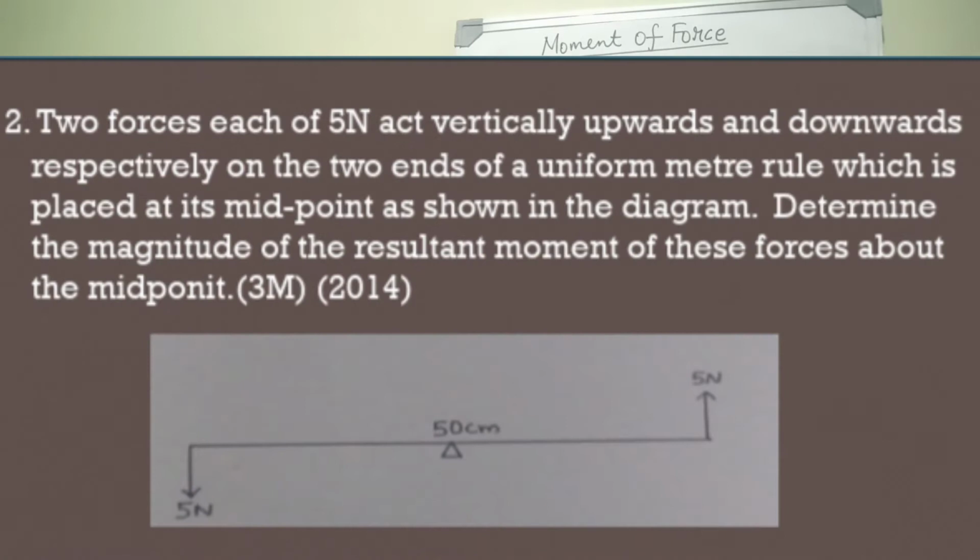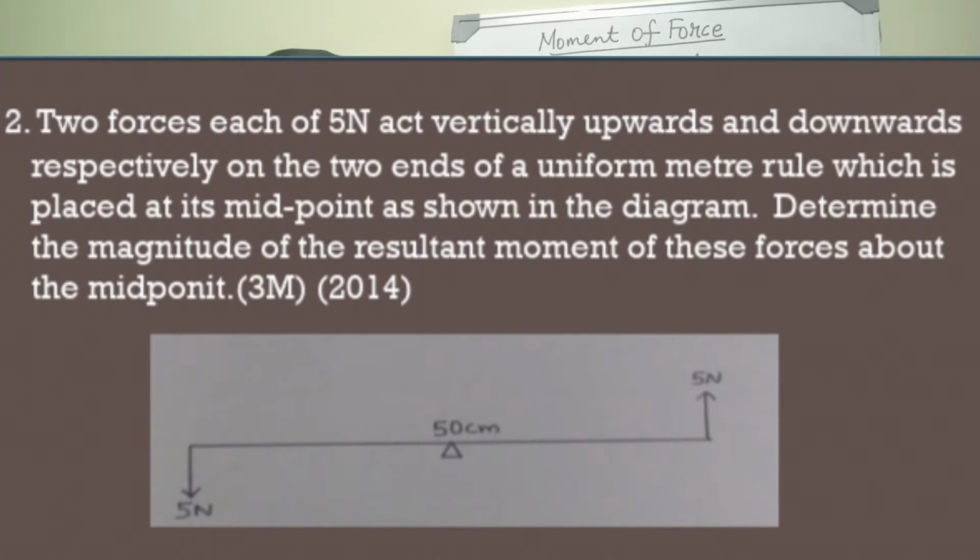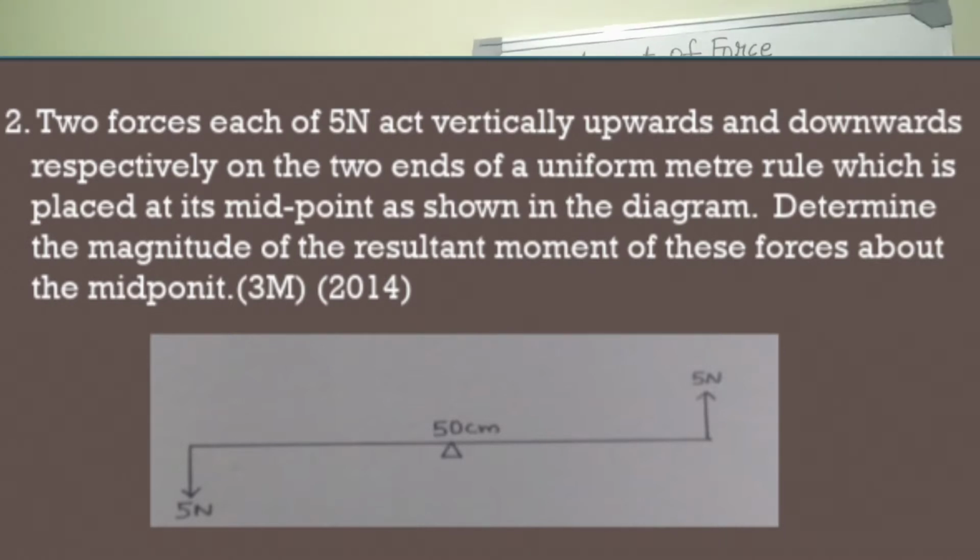Now our second question is: two forces each of 5 Newton act vertically upwards and downwards respectively on the two ends of a uniform meter rule which is pivoted at its midpoint, as shown in the diagram.